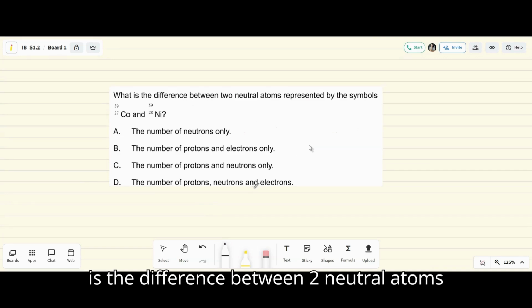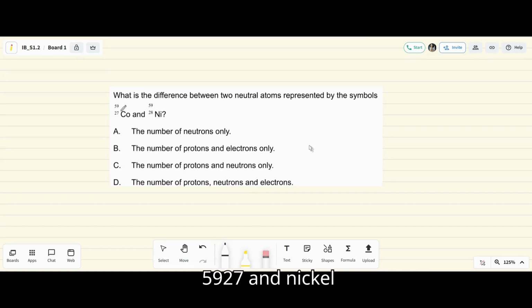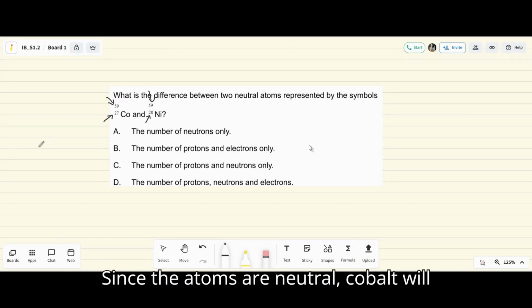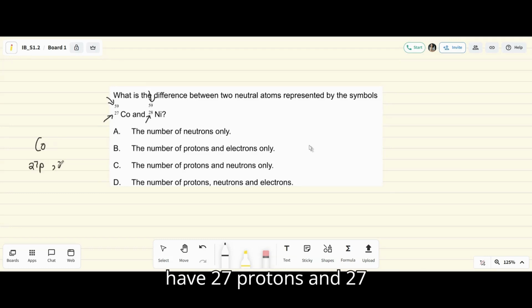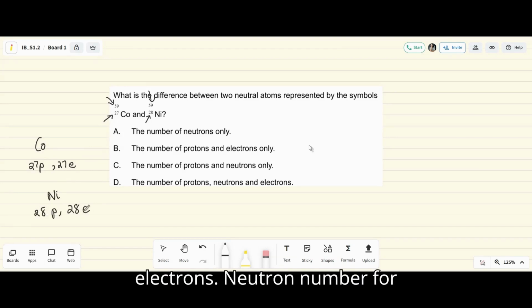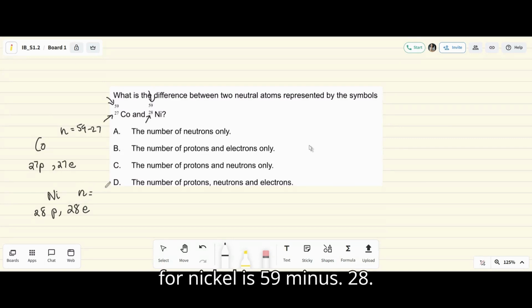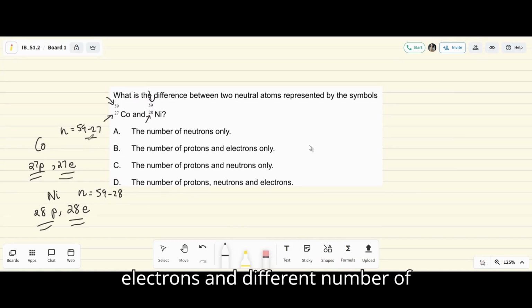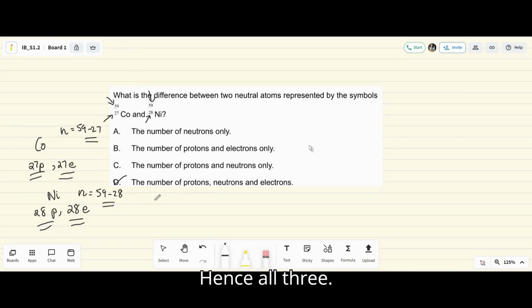What is the difference between two neutral atoms represented by the symbols cobalt-59, atomic number 27, and nickel-59, atomic number 28? We have the number of protons down here, and these are the total number of protons and neutrons, or the mass numbers. Since the atoms are neutral, cobalt will have 27 protons and 27 electrons. Nickel has 28 protons and 28 electrons. Neutron number for cobalt is 59 minus 27, and neutron number for nickel is 59 minus 28. So cobalt and nickel have different numbers of protons, different numbers of electrons, and different numbers of neutrons. Hence all three.